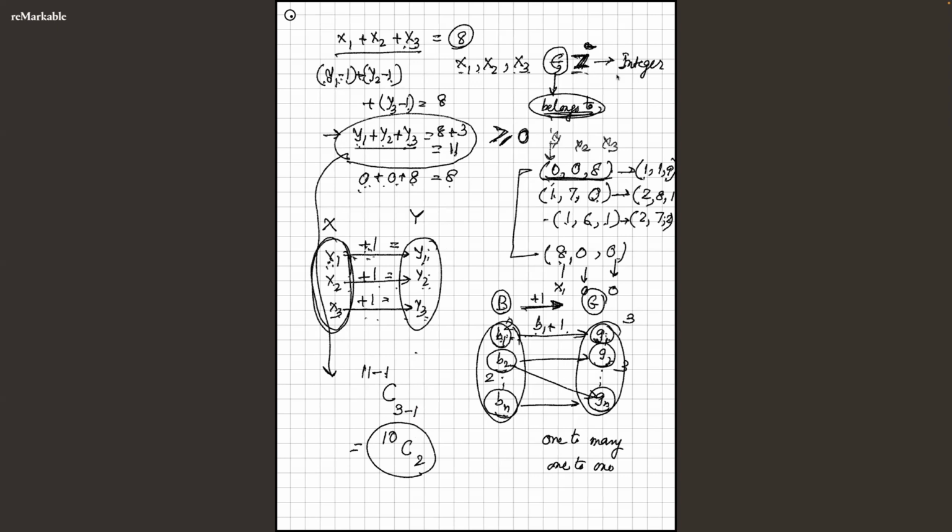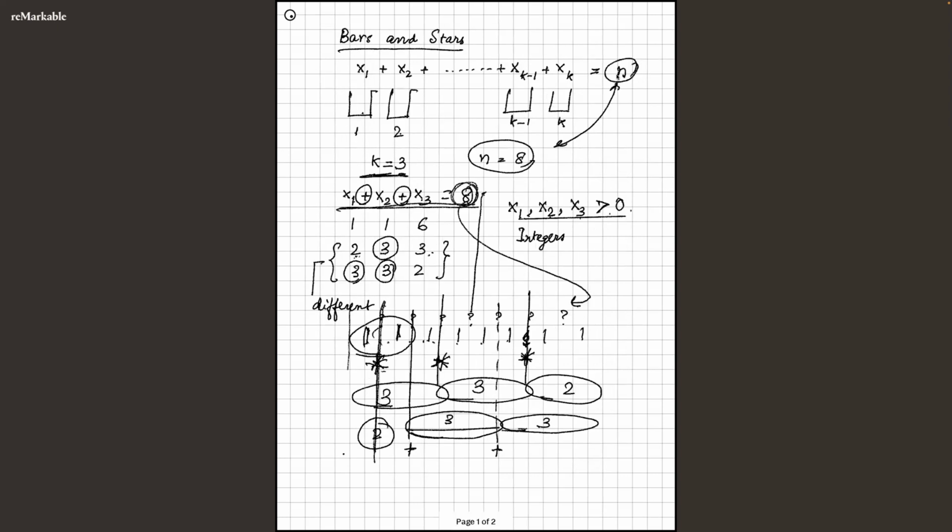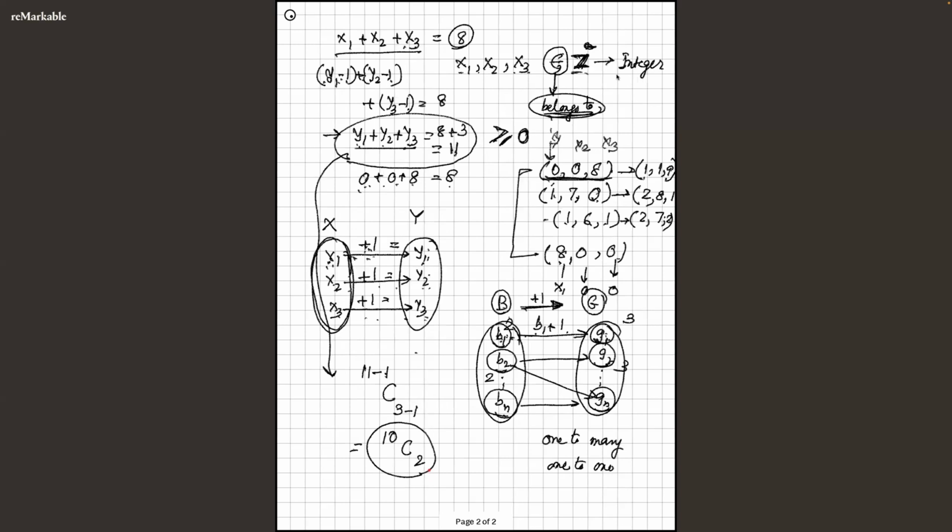So last time the answer came out to be 8 minus 1, where 8 was the total, and C 3 minus 1, so 7 choose 2. In this scenario, what we get is 10 choose 2. Okay, choose function. This is what we did last time.